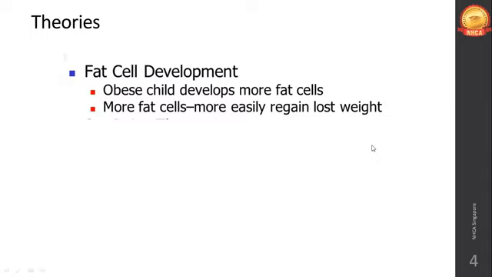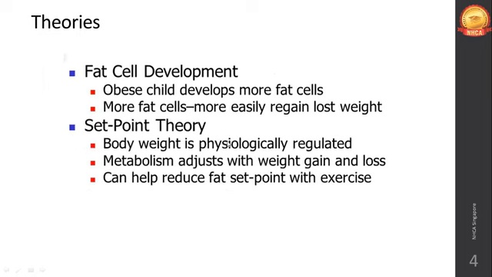So obese children have more fat cells, and more fat cells means you can easily regain the lost weight. Then we have the set point theory. This school of thought says that every person's body is physiologically regulated, and your metabolism will adjust along with your weight gain and weight loss.